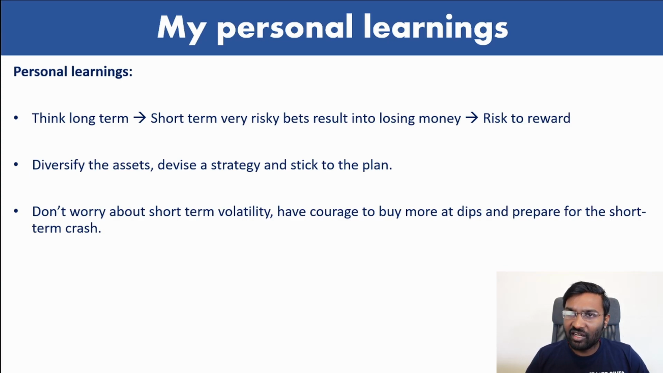If a company is consistently increasing revenue and net income, the stock price is going to increase no matter what. If the net income and revenue are increasing and the company is good, then the stock price is going to go up. So have courage to buy more at dips and prepare for the short-term crash. After you buy a stock, it can go down 10%, 20%, 25%, so you have to prepare for that. It can happen. And if you are buying a stock which is already down 20, 25%, what's the probability that it will not go down more?